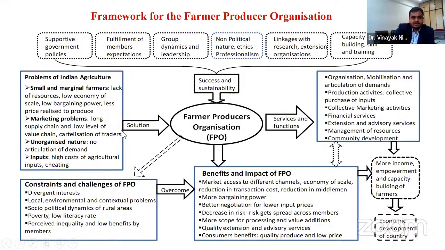All these are the problems and constraints, and how we will overcome those constraints, then we'll get to certain benefits. But these at the top, if you see these 6 boxes, I would say these are more important for the success of this farmer producers organization in India. First one is supporting government policies. Yes, for the past 2-3 years, we have given full support to these FPOs. The next one is fulfillment of members' expectations.